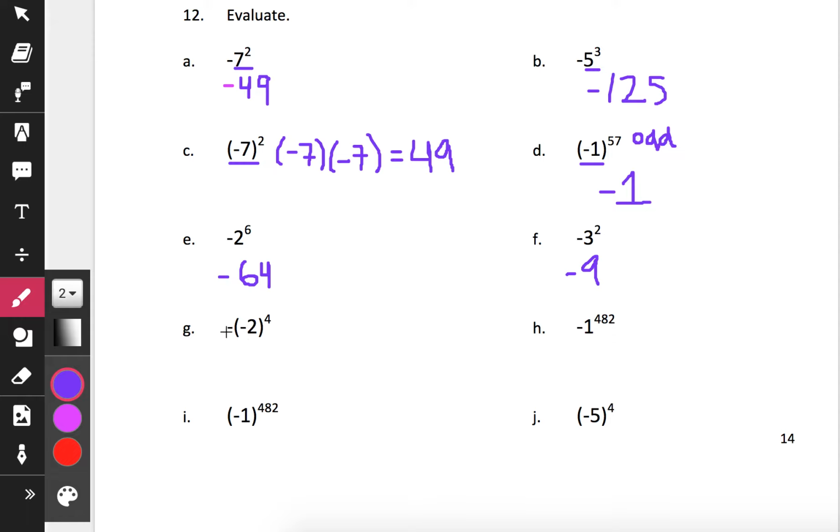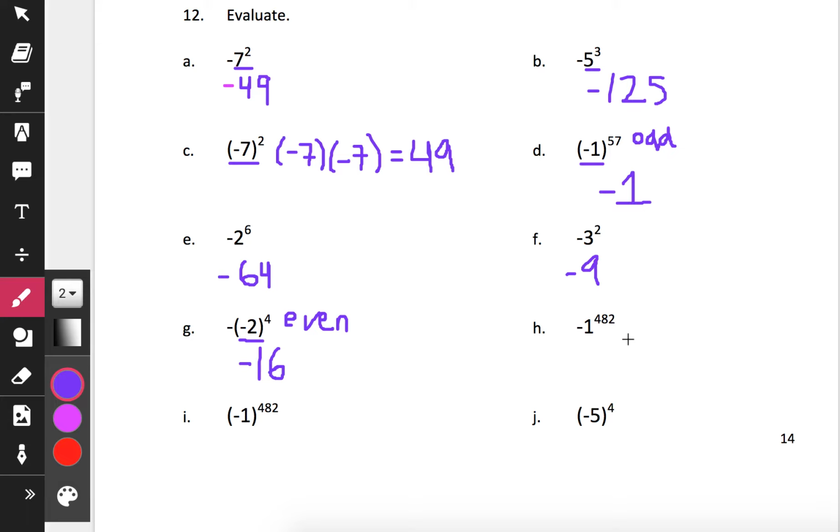Letter G. Here we have a negative 2, which is part of the base, and then this negative outside. So here we're going to have to go step by step. First, we're going to do negative 2 to the 4th power, and 4 is even. So we're going to get a positive. Negative 2 times negative 2 is 4. And then another negative 2 times negative 2 is positive 4. 4 times 4 is 16. So positive 16. Then this outside negative is going to sneak in and flip it back to a negative 16.